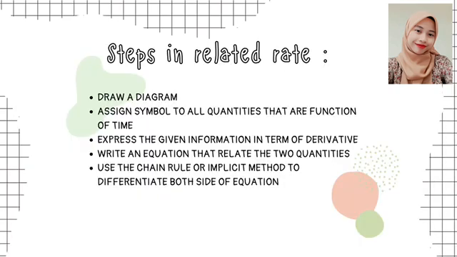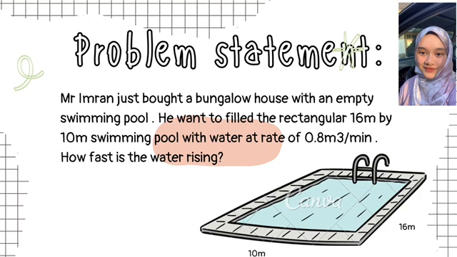Here are the steps for solving a related rates problem. First, we need to draw a diagram if possible. Second, we need to assign symbols to all quantities that are functions of time. Third, we need to express the given information in terms of derivatives. Fourth, we need to write an equation that relates the two quantities. And the last step is, we need to use the chain rule or implicit method to differentiate both sides of the equation.